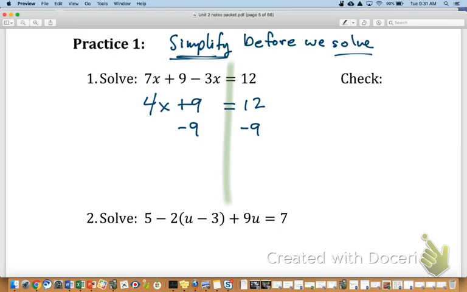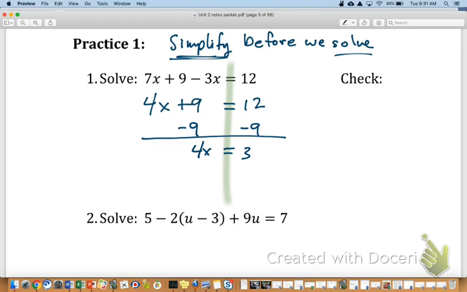So once we've done that, Trevor, what would be the result? 3. So, okay, equals 3. How about the left side? 4. 4x equals 3. Okay, fantastic. We're not all the way there yet, though, right? We need to get the x by itself.